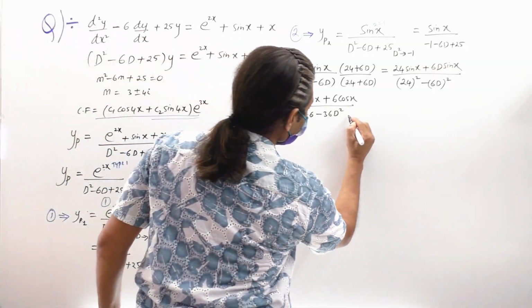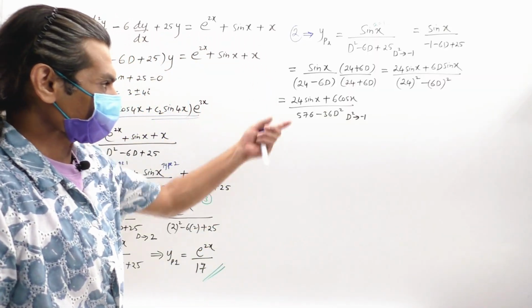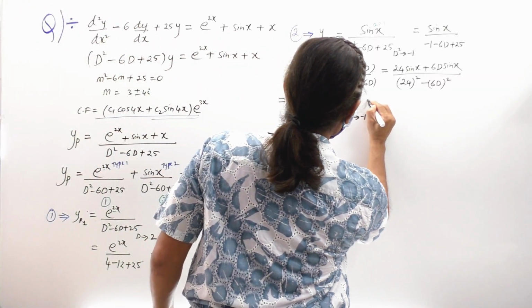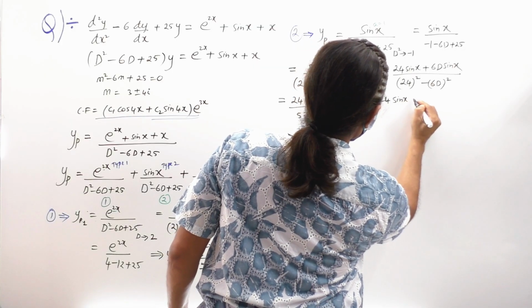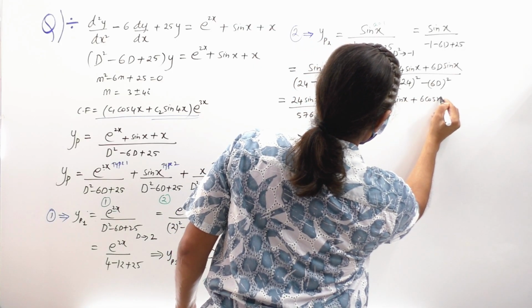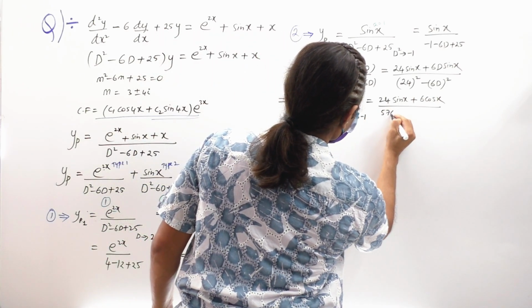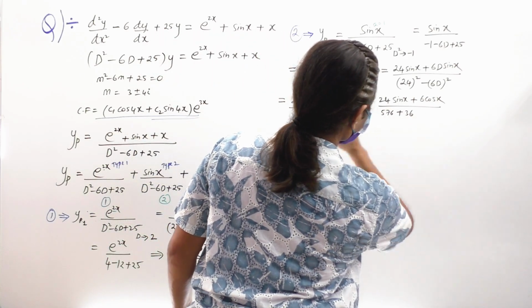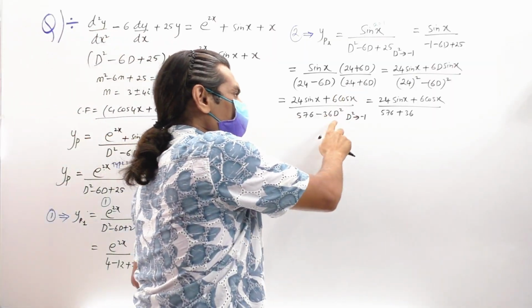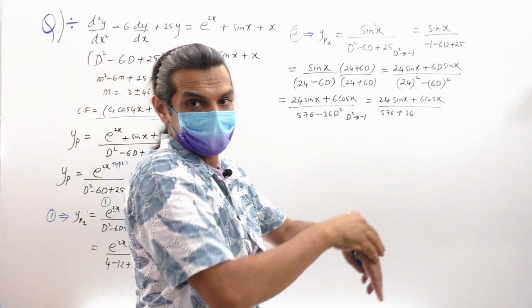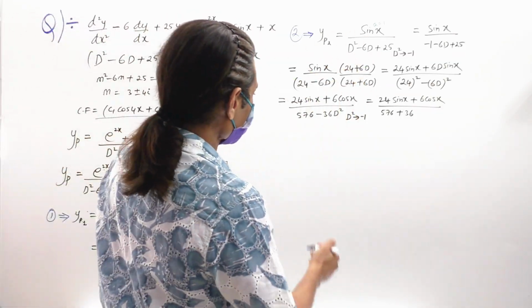So, again replace d square by minus 1, because type 2. If I replace by minus 1, we get 24 sin x plus 6 cos x whole divided by 576 plus 36. Correct now? When you replace d square by minus 1, 36 into minus 1 with the minus sign gives plus 36.